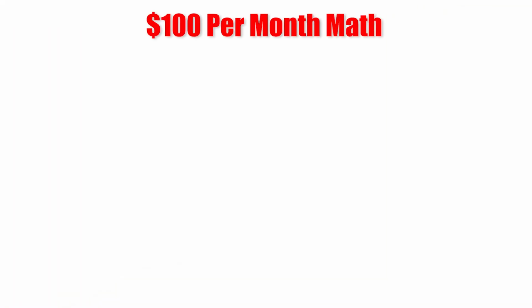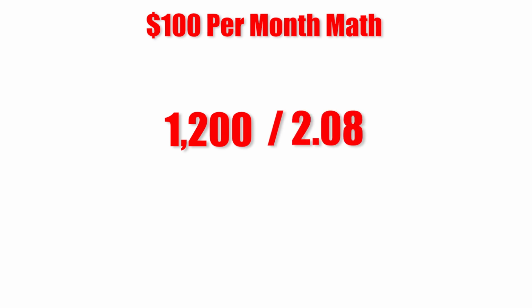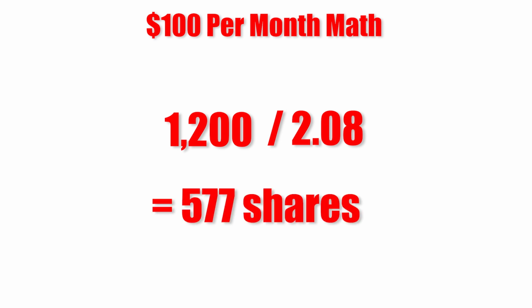To do the math easily here, we take the amount that we want yearly, which in this case is $1,200 because we want to make $100 a month. Then we divide that by $2.08, which is the full dividend per share per year. Like I said before, that's called the annual dividend. Now we get 577, which is how many shares you need to own right now to make $100 a month in dividends from the AT&T example.